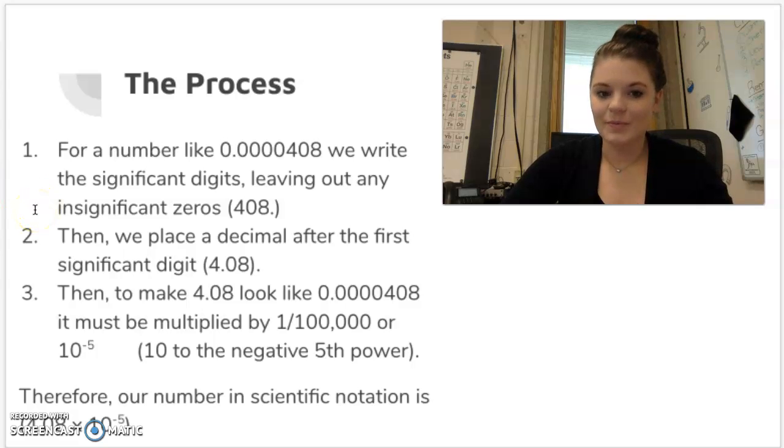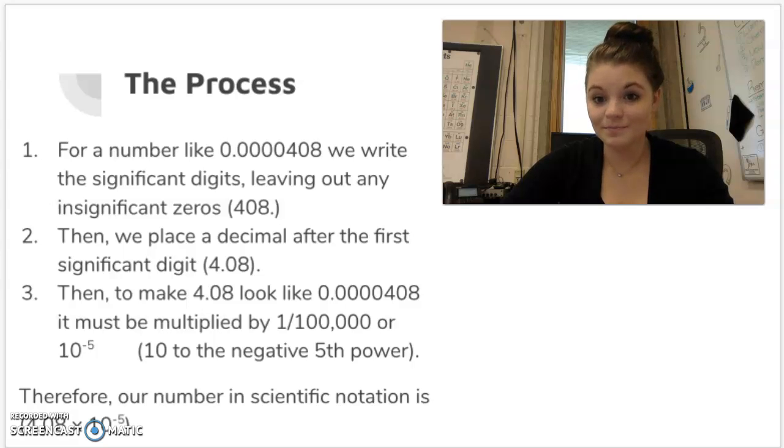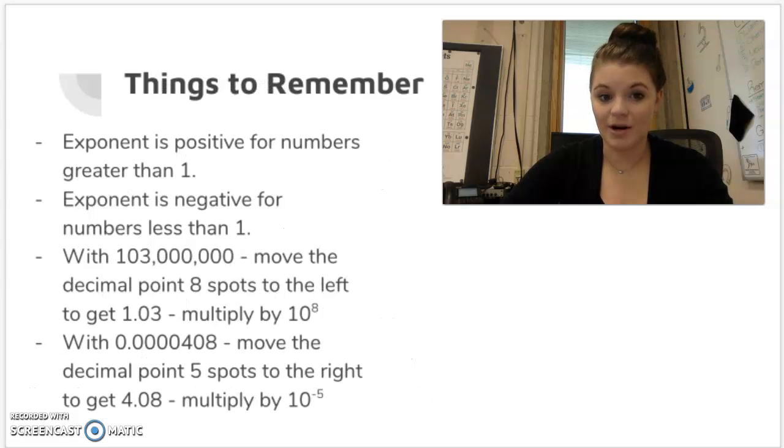Number 2, we place a decimal after the first sig fig, just like we did in the first example, so 4.08, okay? And then 4.08 is not close to 0.0000408, okay? So it must be multiplied by 1/100,000, or 10 to the negative 5th power, okay? So 0.0000408 can also be written as 4.08 times 10 to the negative 5th power. Okay? All right, couple things to remember.